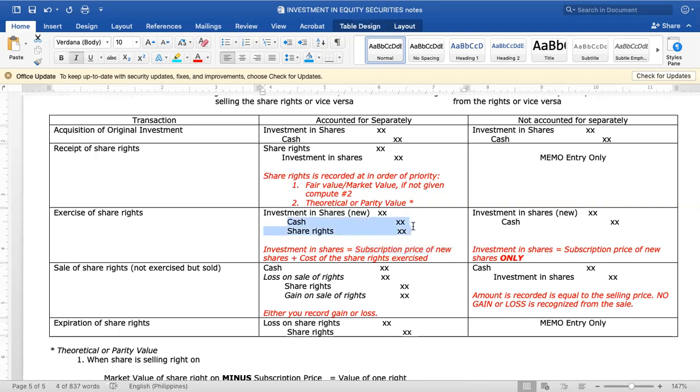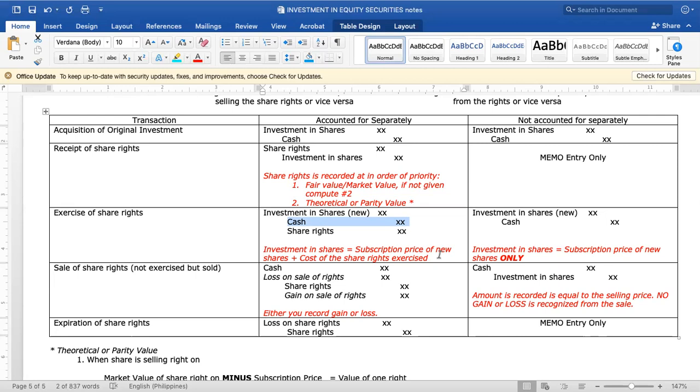So that is what you paid, and in exchange, you also use your share rights. So therefore, you used the rights to be able to acquire new shares. So therefore, you also credit the cost of the share rights exercised. So whatever amount you exercised, for example 10,000, if only 5,000 then you only put 5,000, but in this case the assumption here is you used them all, you acquired all. So again, the investment in shares new is equal to the subscription price times the shares acquired plus the cost of the shares exercised. What is the cost of the shares that you used to acquire new shares.